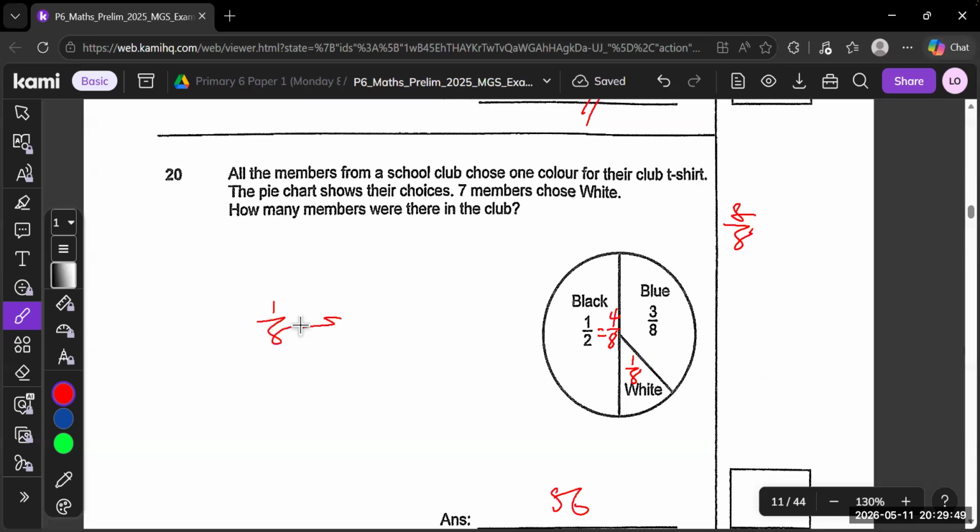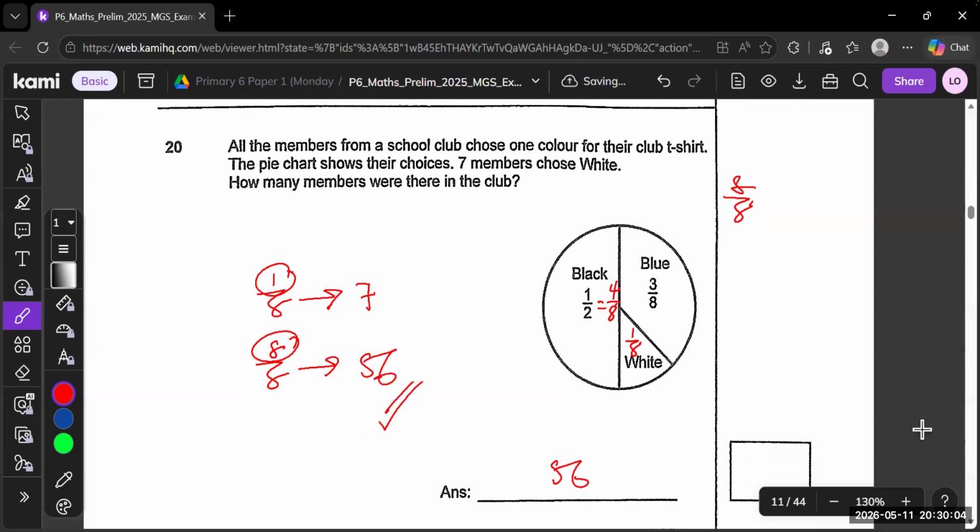So 1 over 8, choose white, which is 7. So how many members were there in the club? 8 units. So 8 times 7. This is called 1 unit. 1 unit is 7. 8 units will be 8 times 7, 56. Your fraction is like units also. Okay, next one.